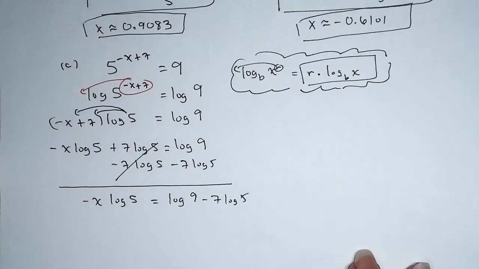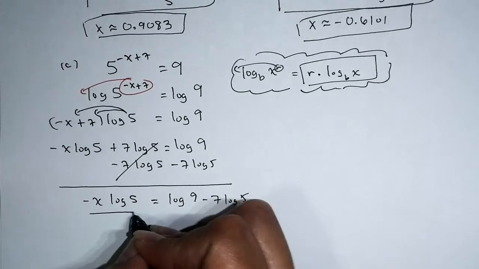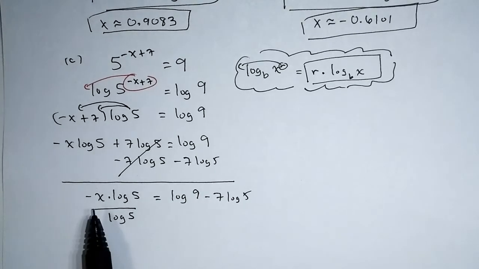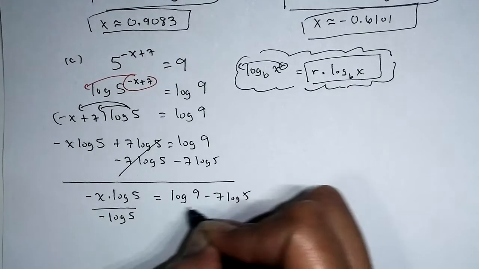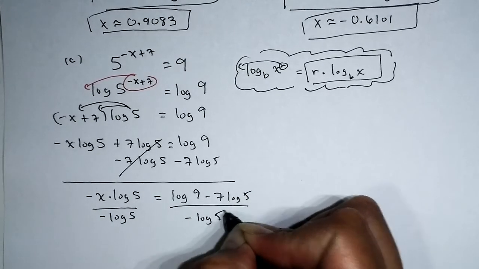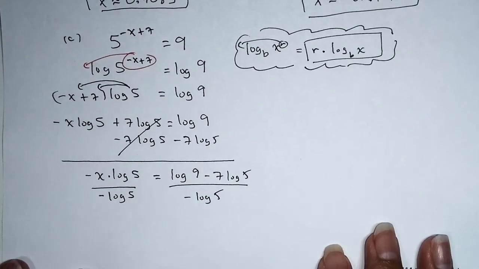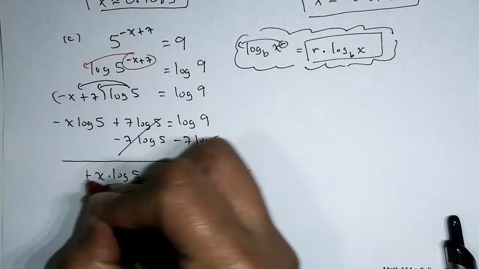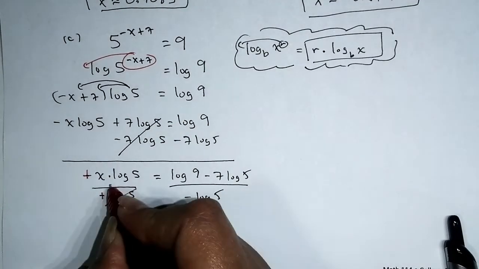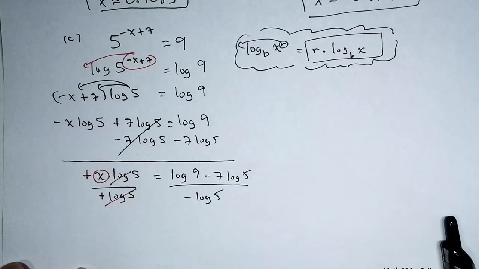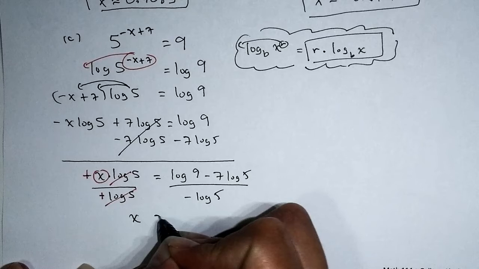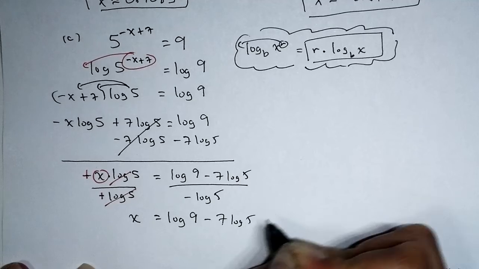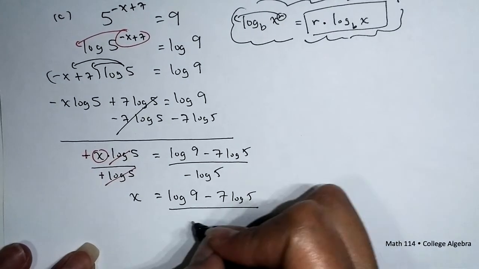For the almost grand finale, to get rid of the times log 5, we're going to go ahead, divide both sides by log 5. But then that will leave us with negative x. So let's go ahead, divide by negative log 5. So after we divide both sides by negative log 5, quotient of two negative numbers will give us a positive number. Quotient of log 5 in itself will give us 1. And that will leave us with the desired variable isolated. So that will leave us with x equals exactly log 9 minus 7 log 5 over negative log 5.